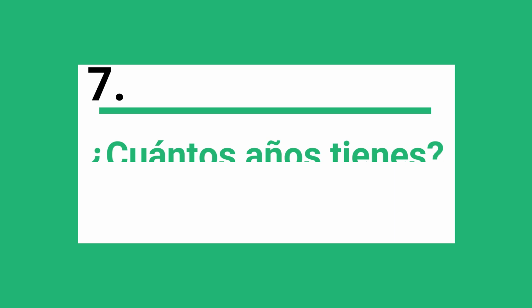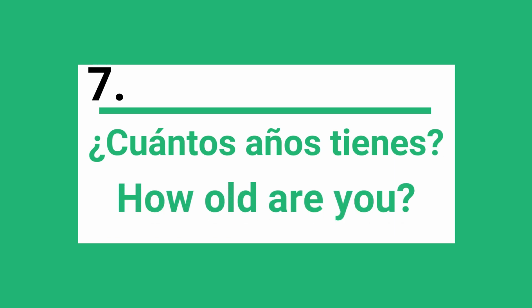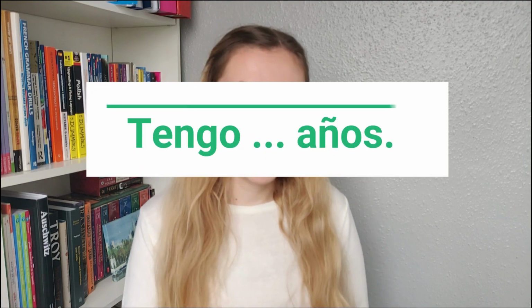Number 7. ¿Cuántos años tienes? How old are you? In many cases, it is inappropriate to ask for age. However, it is a very useful phrase to ask for it. ¿Cuántos años tienes? How old are you? And the answer would be Tengo X años. Example, tengo 20 años. In Spanish, we say tengo, which is I have. We do not say I am 20 years old. We say I have 20 years. So, tengo 20 años.